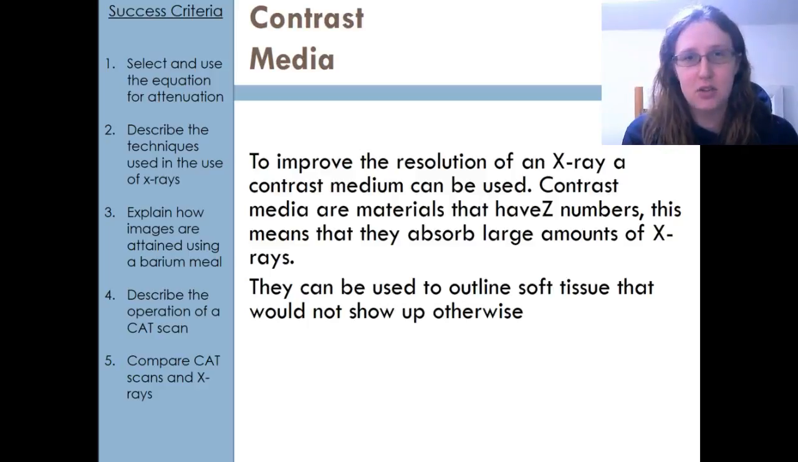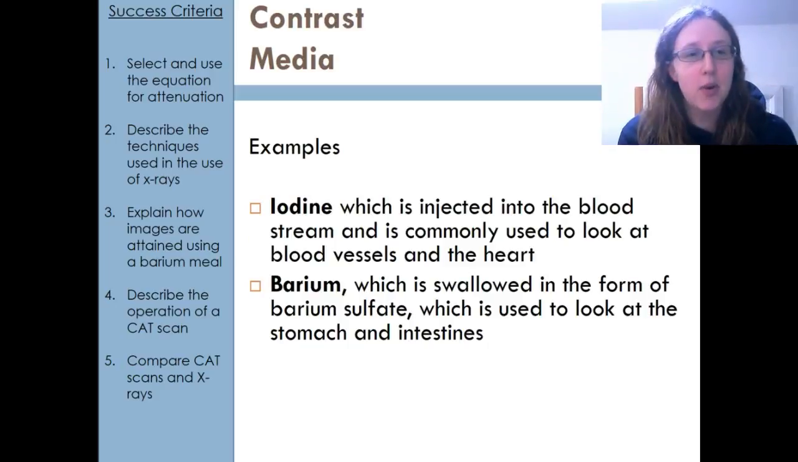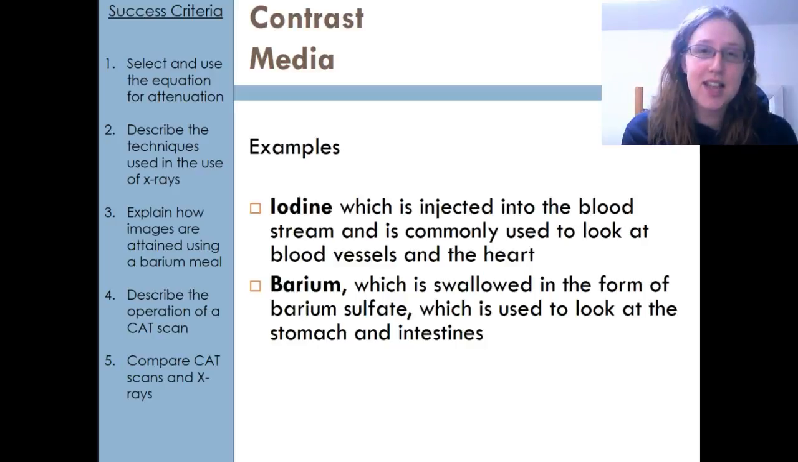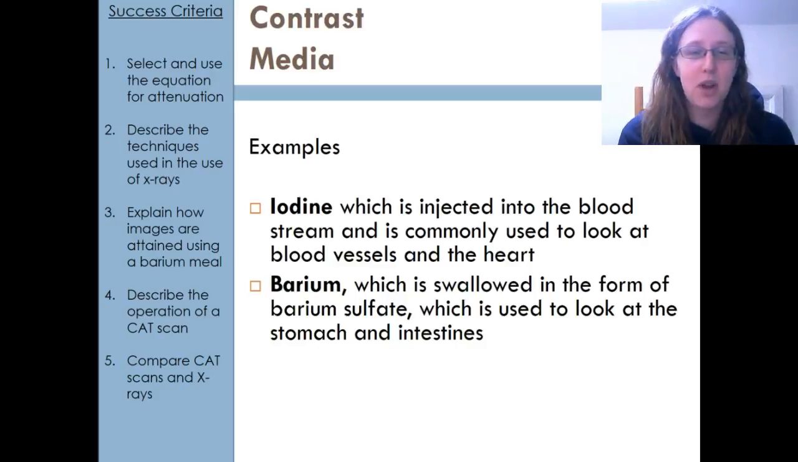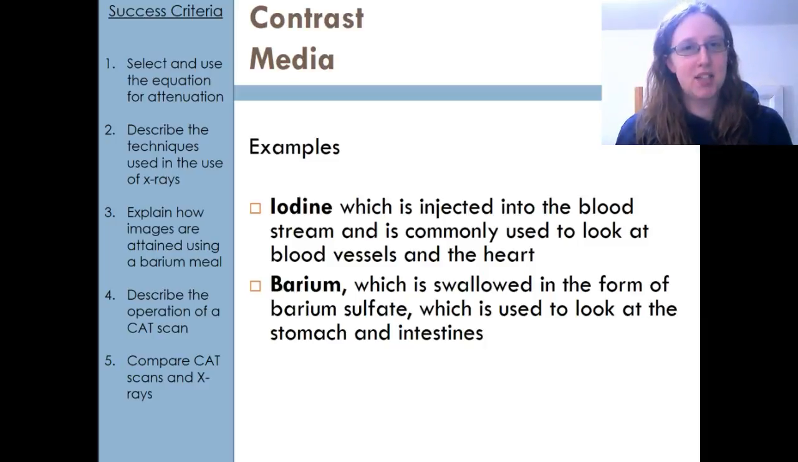Another way of saying that is that we use radio-opaque materials. So the examples that you need to know are iodine, which can be injected into the bloodstream, and we use it to look at the outlines of blood vessels in the heart with X-rays. The second is barium, which we often swallow as barium sulfate, and that allows us to look at the outline of the stomach and the intestines. So the idea here is it gives us better contrast, it lets us see the outline of soft tissue by coating those materials with radio-opaque substances.